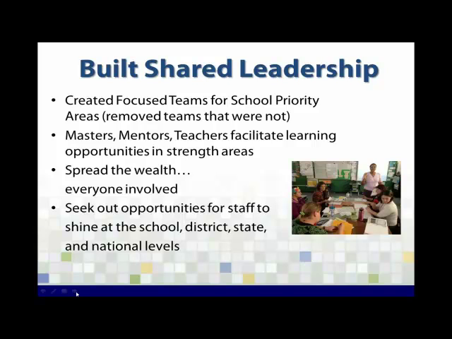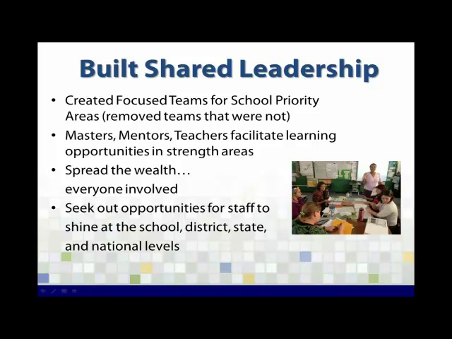We removed a lot of teams that were working hard but weren't working towards that shared vision that we had. Another thing that we really wanted to make a priority was facilitation of learning by our master teachers, our mentor teachers, our teachers, basically anyone who had a strength in certain areas. We wanted those people to be facilitators of learning, and it didn't just come top down from administration. So we really tried to spread the wealth, get everyone involved, and capitalize on everyone's leadership capabilities and strengths.